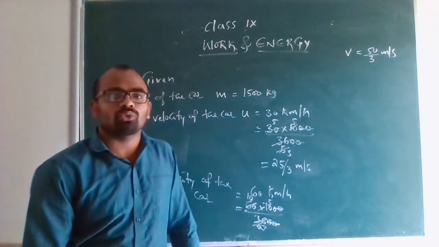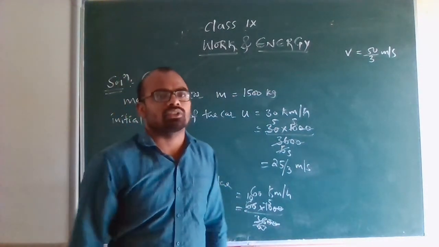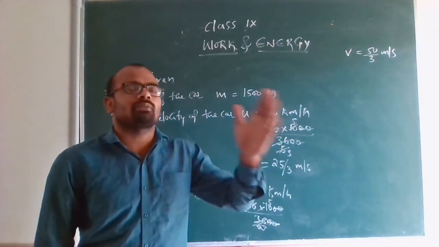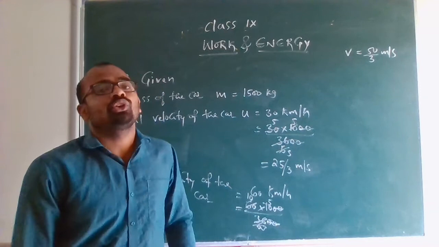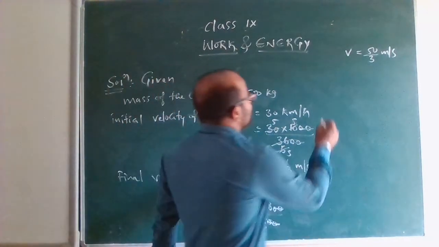So next, what do we have to find out? Initial kinetic energy and final kinetic energy. So total work done means change in kinetic energy. Final kinetic energy minus initial kinetic energy will give you the total work done. So we have initial velocity and final velocity. Now what should we do? Initial kinetic energy.